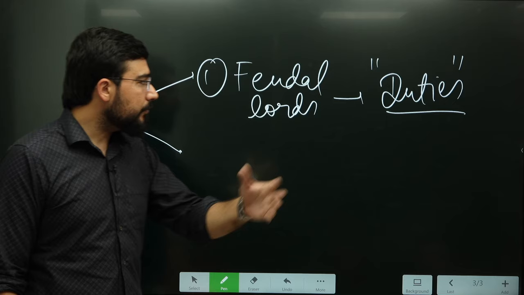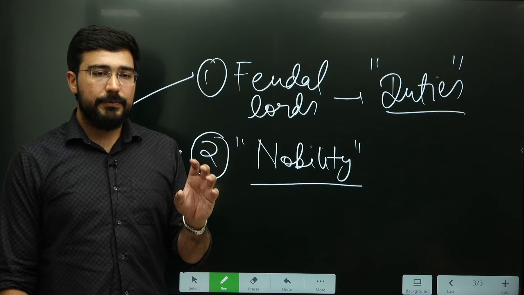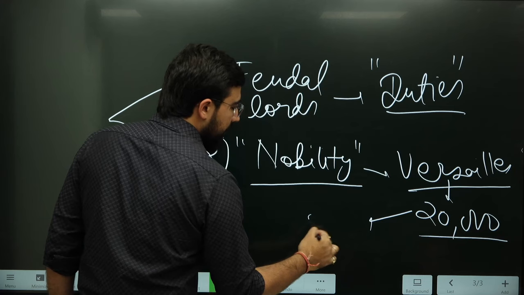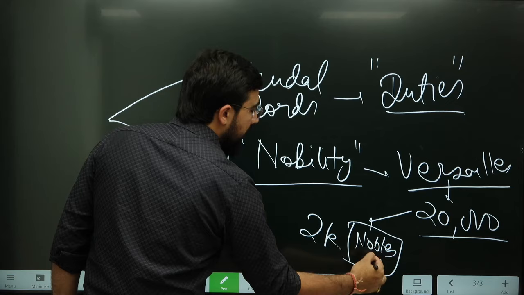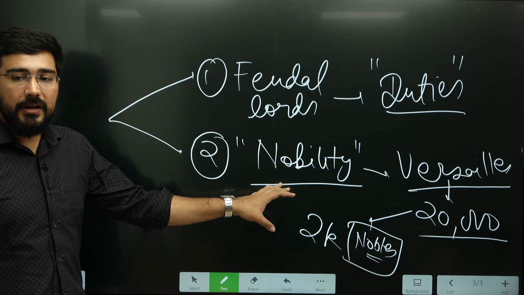And second, he ensured that the nobility became dependent upon him. So this famous palace of Versailles is going to have roughly 20,000 people. Out of 20,000, 2,000 would be nobles. And they will always be fighting against each other so that they can get maximum concessions from King Louis XIV. So the nobility became completely dependent upon the king.